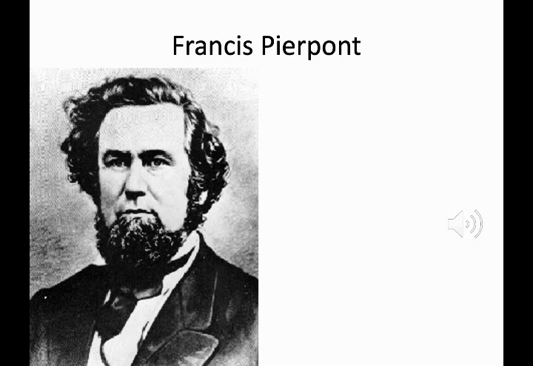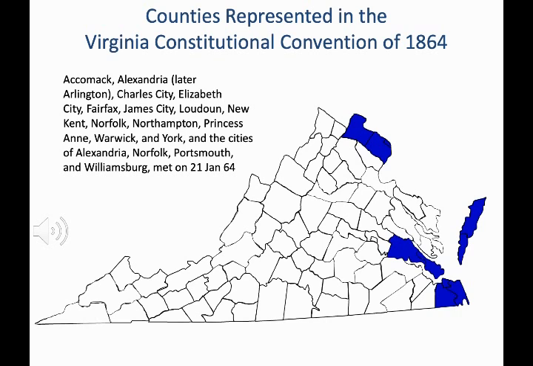The loyal government elected Francis Pierpont as the governor, and they undertook a number of things, including accepting the secession of West Virginia from the Commonwealth, even though they were nowhere near representative of the state of Virginia. The quote-unquote loyal government of Virginia voted to have a convention to draft a new constitution.